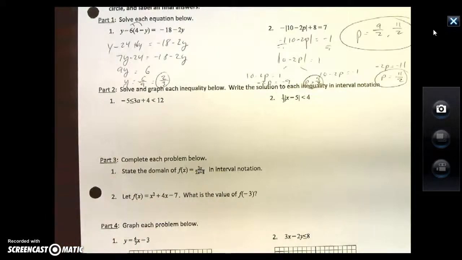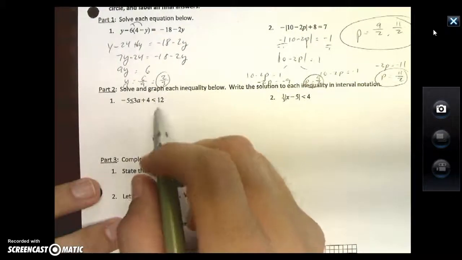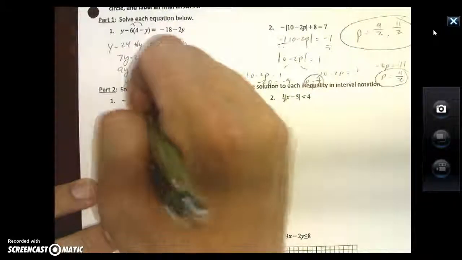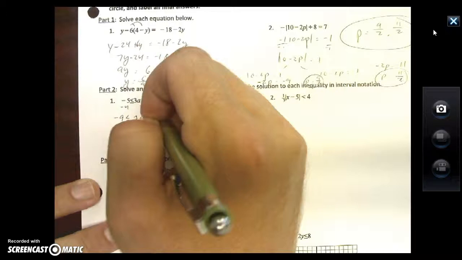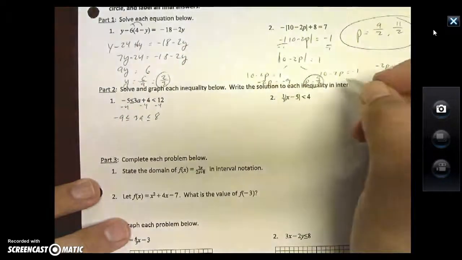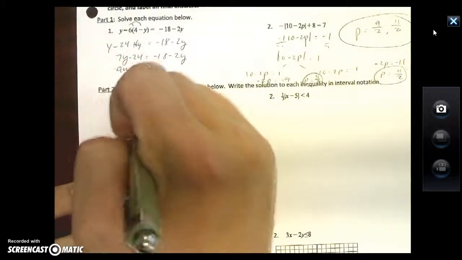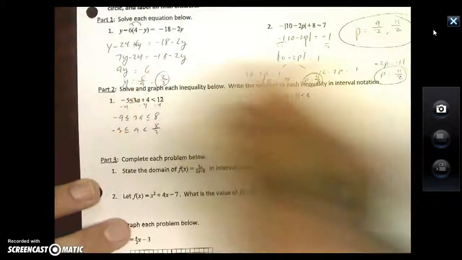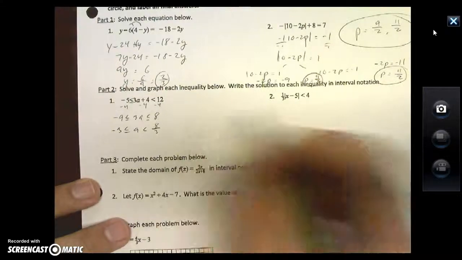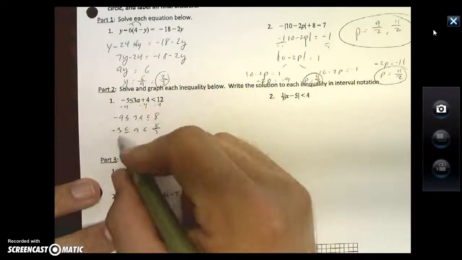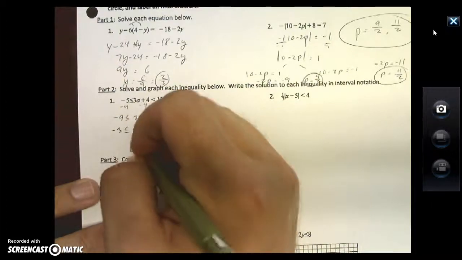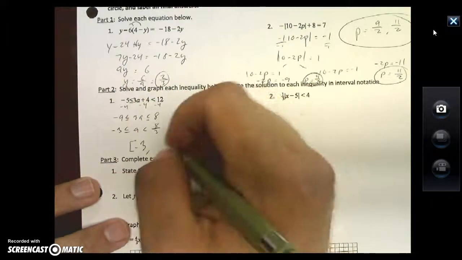Number 2, solve and graph each inequality below. Write the solution to each inequality in interval notation. Subtract 4 from all three sides. Okay, negative 9 is less than or equal to 3a, which is less than or equal to 8. Divide everything by 3. There we go. Okay. Now, as far as write the solution in interval notation, you're starting at negative 3. You're going to 8/3. That's everything in the middle.